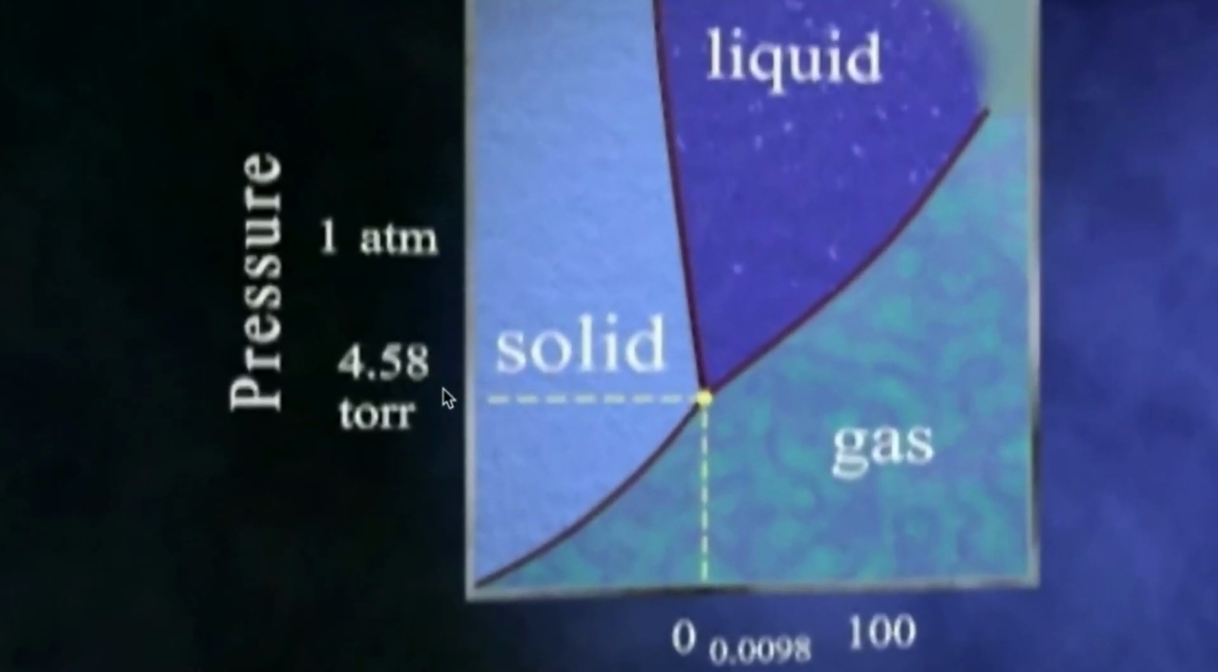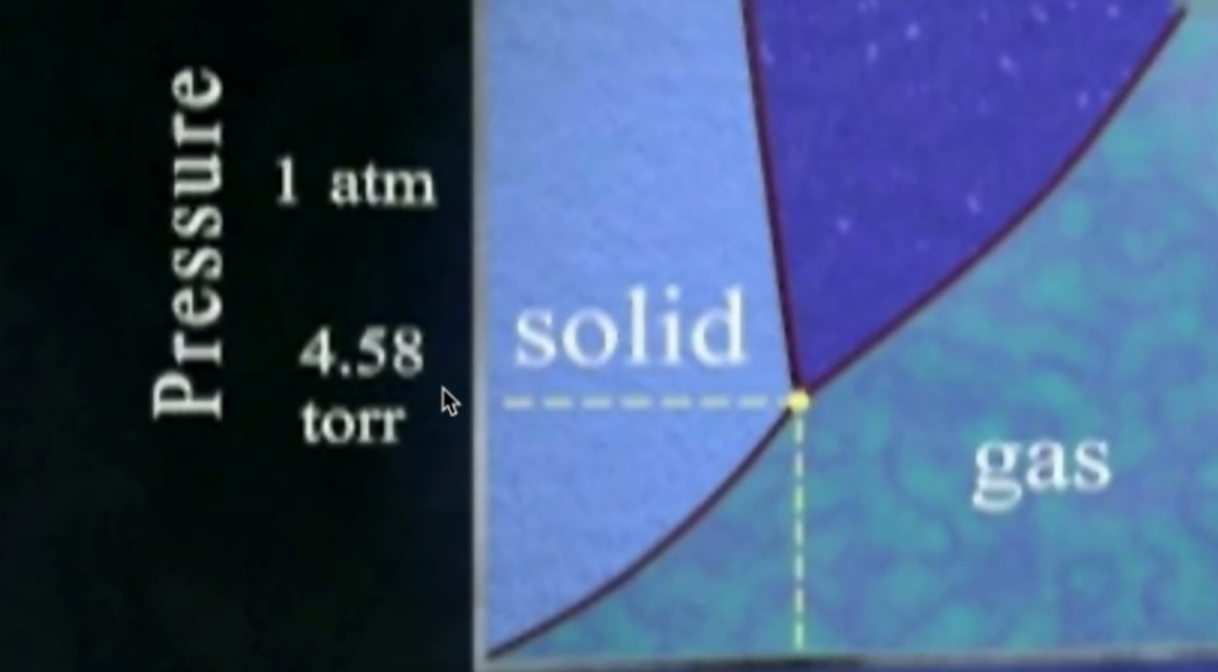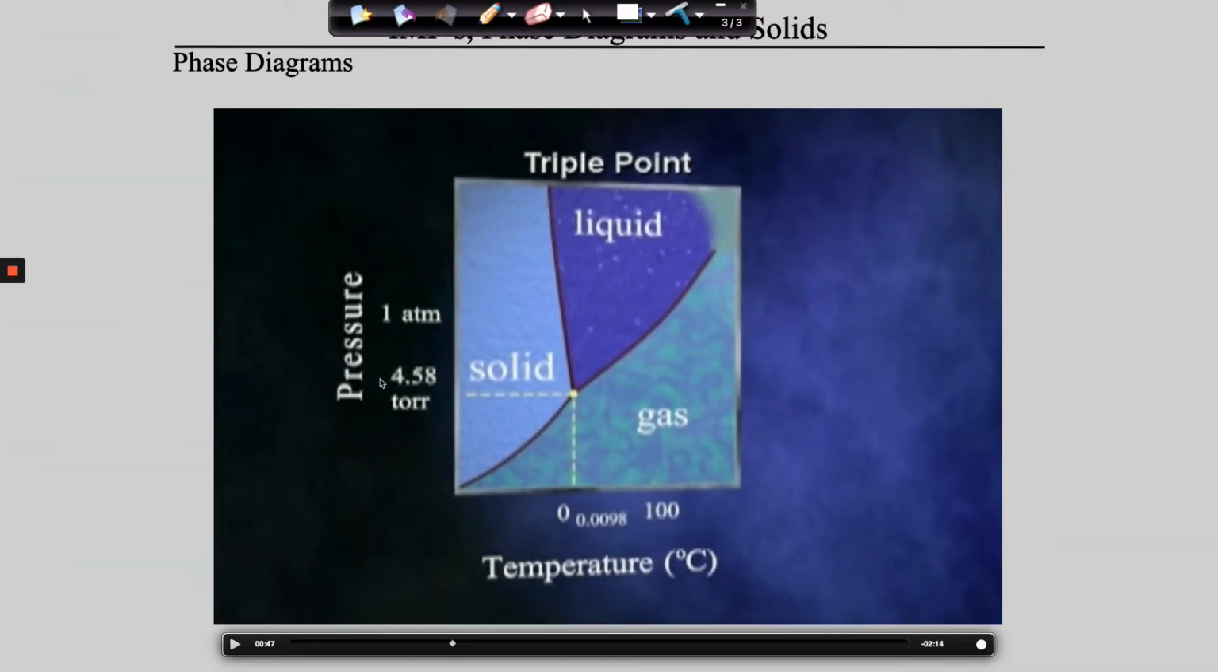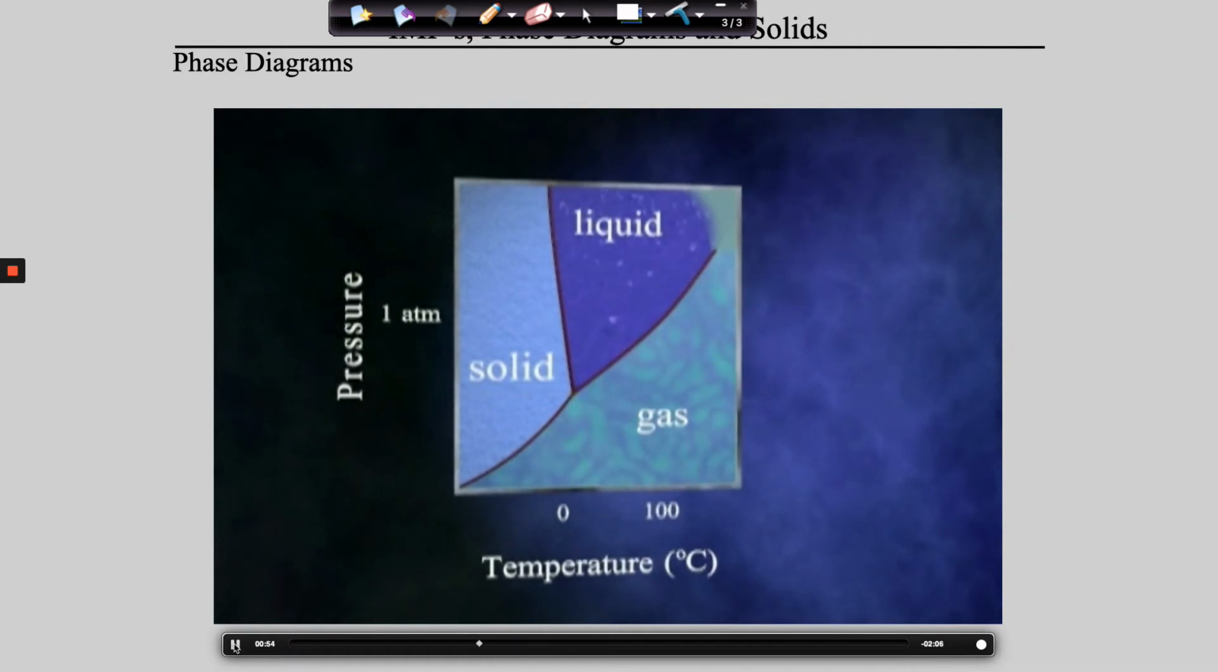But guys, look at the pressure. 4.58 torr. Guys, 1 atmosphere of pressure is 760 torr. And this is 4 torr. So this is really close to a vacuum. So amazingly low pressure, not that exciting temperature. That's the triple point of water. This corresponds to the temperature and pressure combination at which all 3 phases of a substance exist simultaneously in equilibrium.